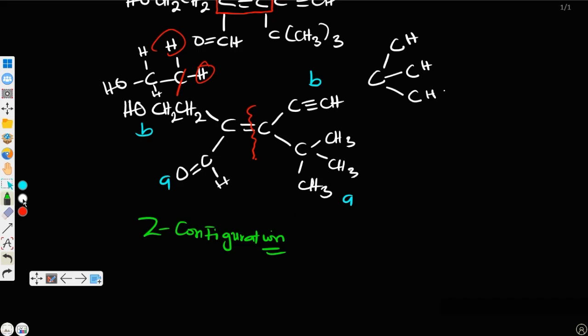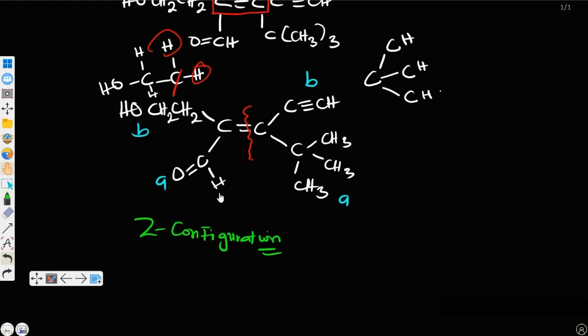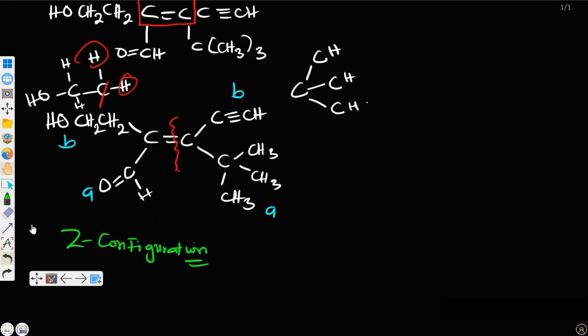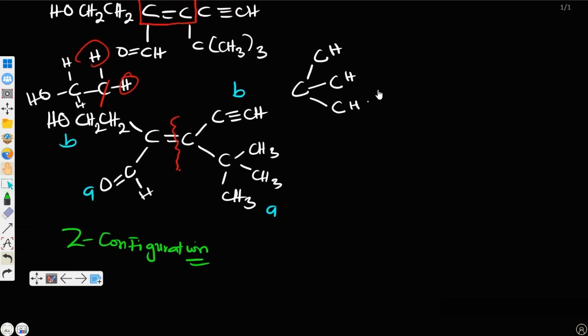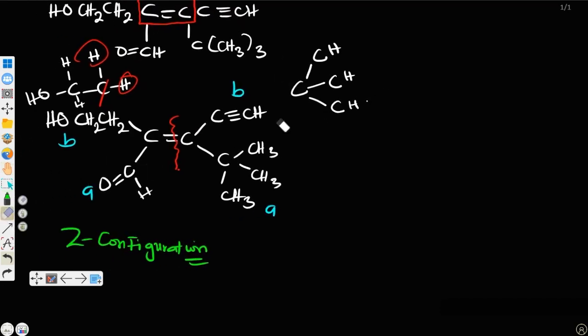Now, how do you think we can draw the E configuration? By just substituting. To draw the E configuration is by just what? Changing the substituents around the carbon atom. So you have carbon bonded to carbon. I can decide to bring this one up, and then what do I have here?